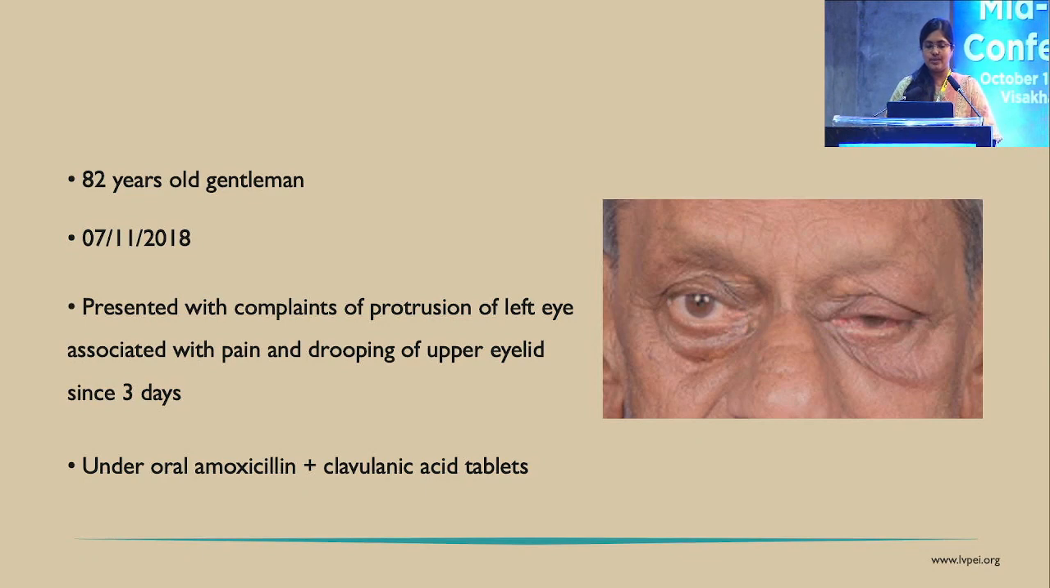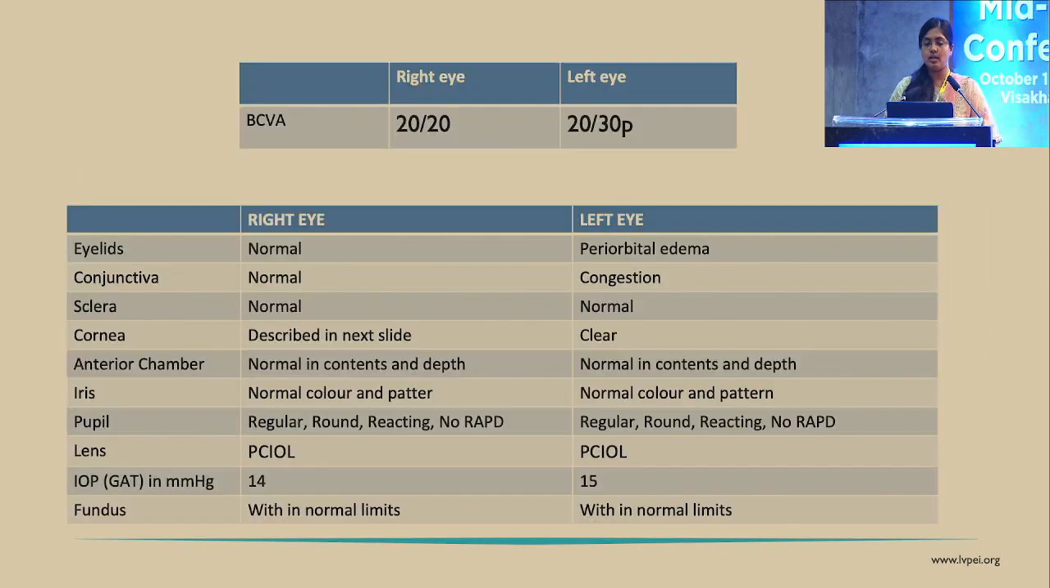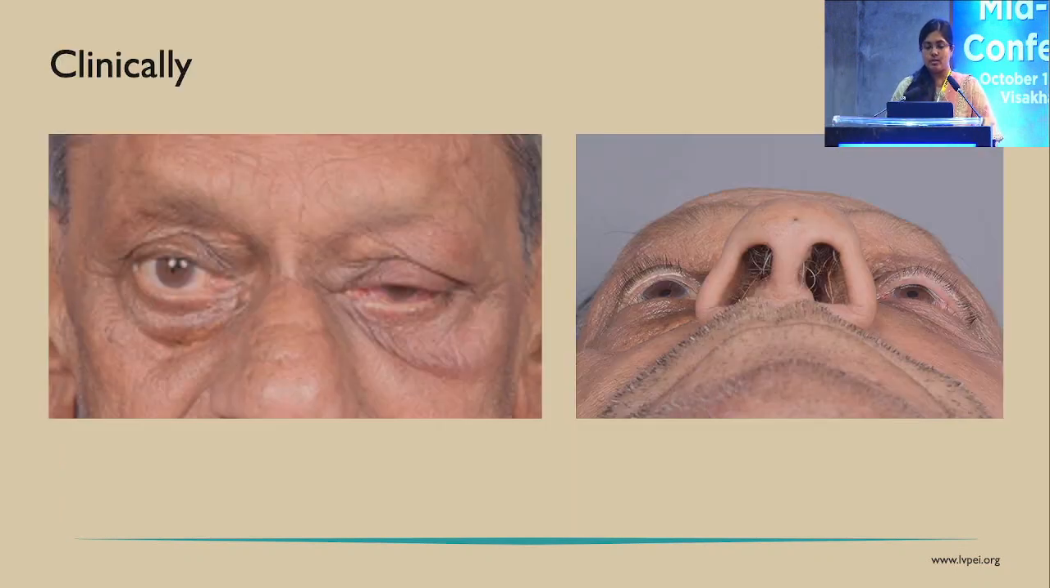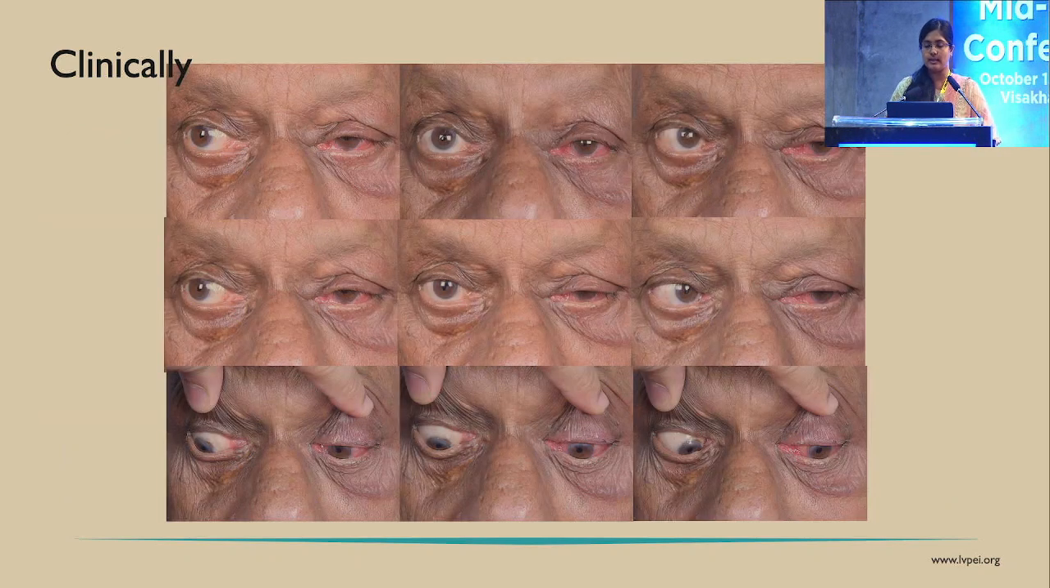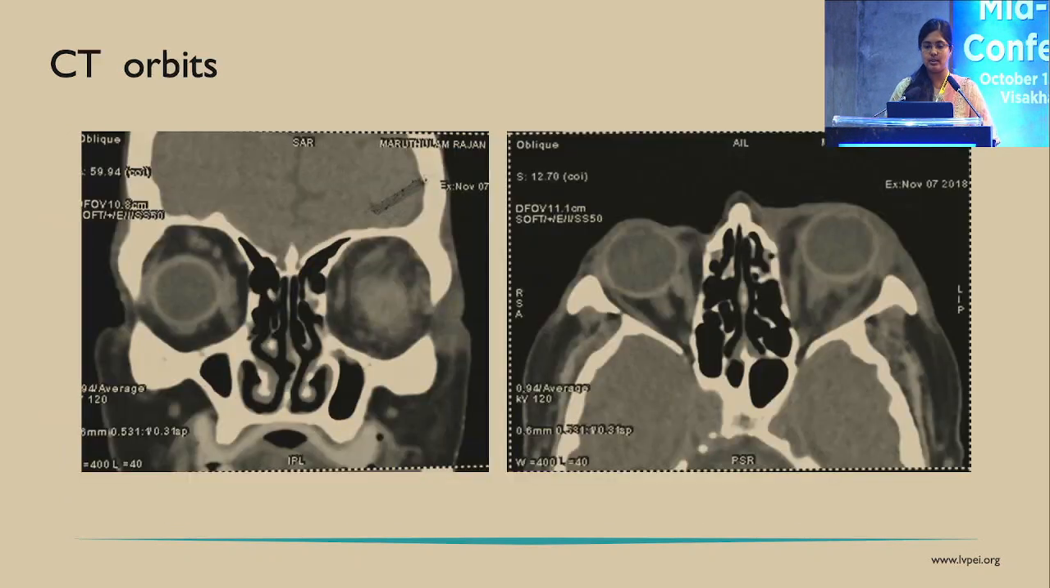An 82-year-old gentleman presented with the complaints of protrusion of left eye associated with pain and drooping since 3 days. He was already under oral amoxicillin clavulanic acid treatment when he presented to us. On examination, his visual acuity in left eye was 20/30 and right eye was within normal limits. In left eye, there was periorbital edema, conjunctival congestion and mild proptosis. Extraocular movements were limited in all gazes.